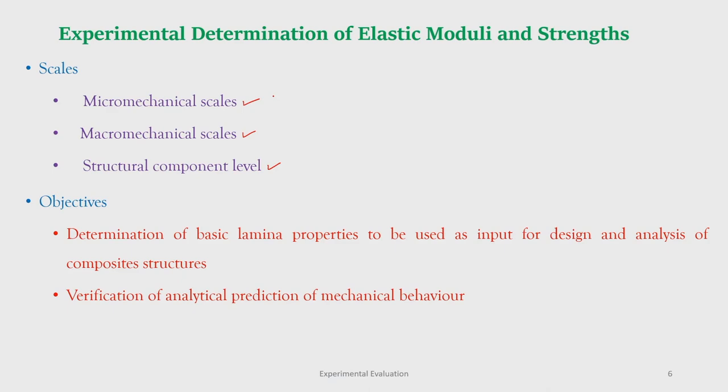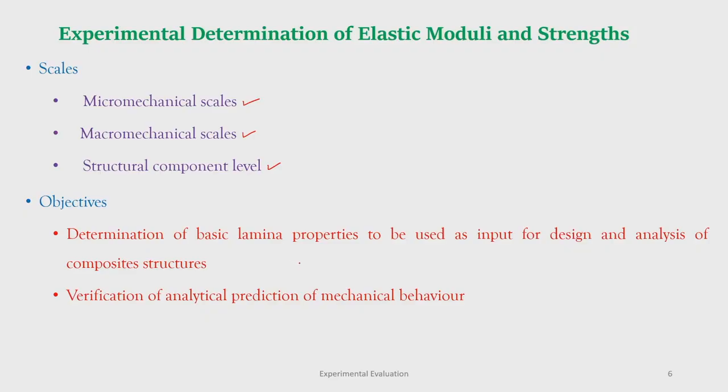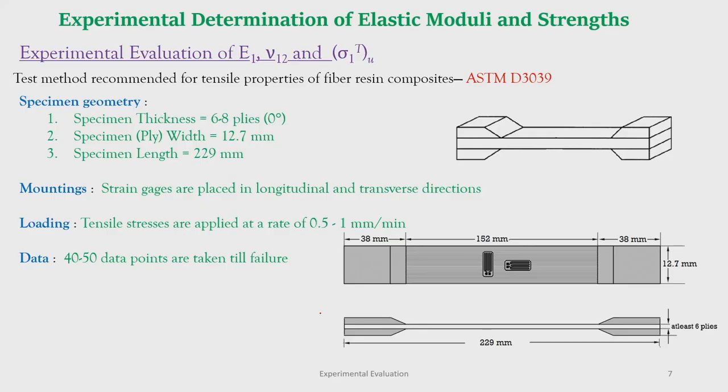The objectives of those experiments are, number one, to determine the basic lamina properties to be used as input for the design and analysis of composite structures, and also to verify the prediction of mechanical behavior. Suppose we use certain relations to determine the elastic moduli or strength of a lamina; we can verify how well they agree with the experimental results. To start with, first let us see the experimental evaluation of the longitudinal Young's modulus, major Poisson's ratio, and the longitudinal tensile strength of a lamina.